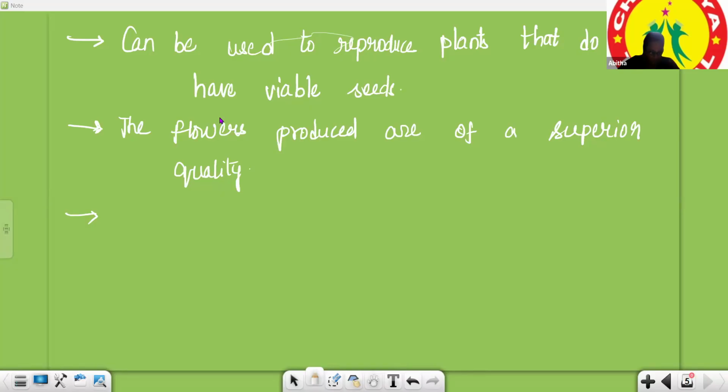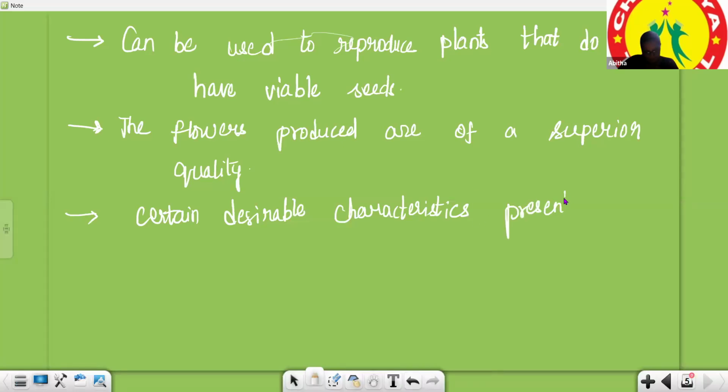Clear? So you can write that certain desirable characteristics present in the fruit can be maintained.